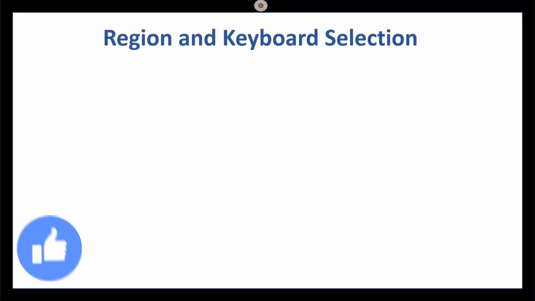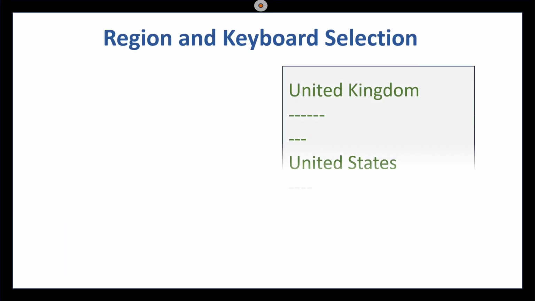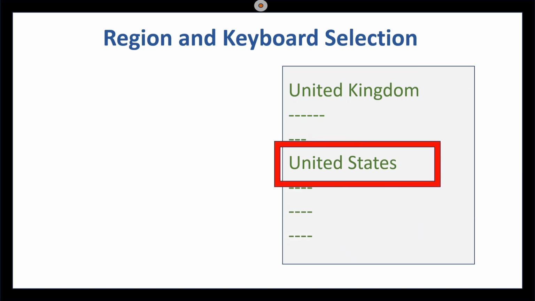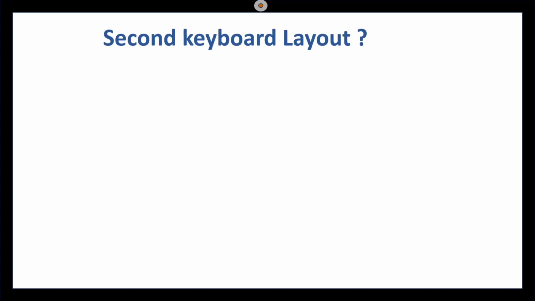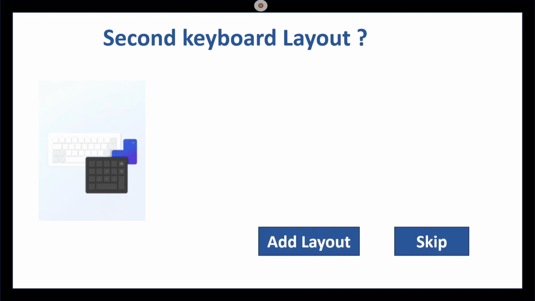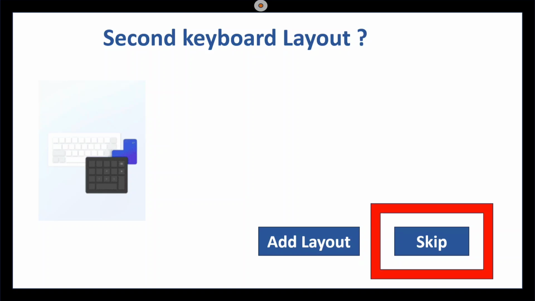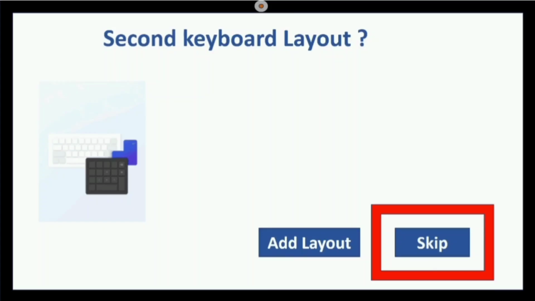Right after you click the power button of the laptop, you will see this page asking for region and keyboard selection. In front of you there are a few options. Out of those, kindly select United States and click on yes. Now you will be redirected to the next page, which will ask for the second keyboard layout. Second keyboard layout means a second language, if other than English you would like to add any other language keyboard. As of now I'm clicking the skip button because I don't need any other language. I'm comfortable with the English keyboard.